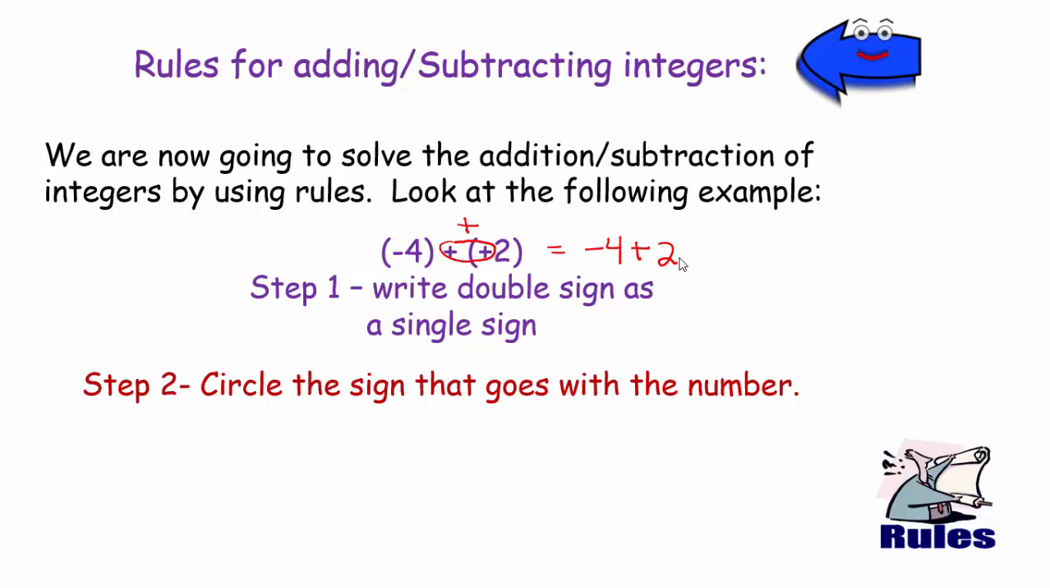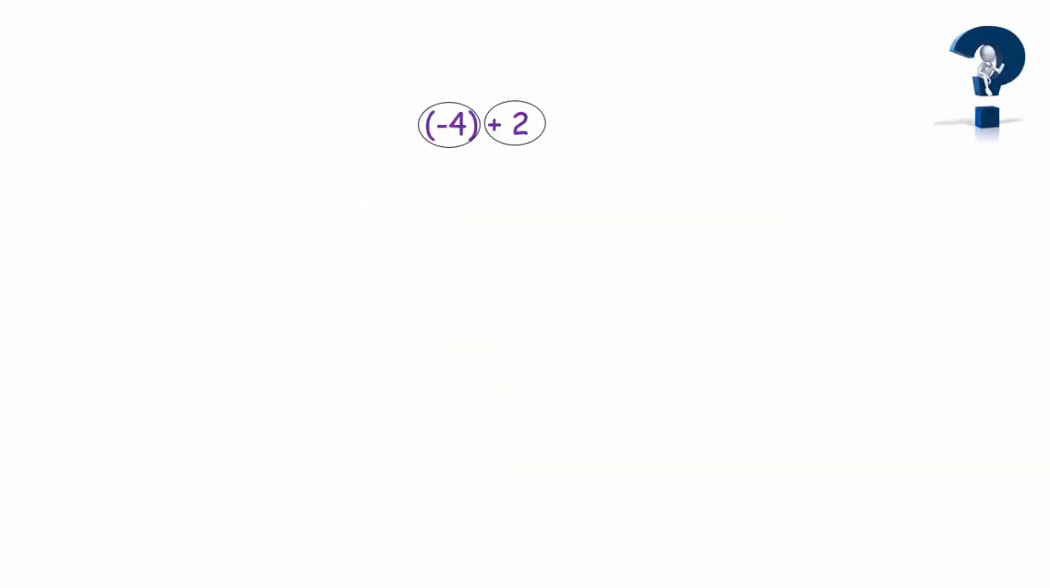After you write your double signs as a single sign, you circle the sign that goes with the number. So you take this new statement that we've just written, I rewrote it down there, and you circle the sign that goes with the number. It's the sign right in front of the number, not the sign behind the number, but the sign right in front of the number. So that minus is attached to that 4, that plus is attached to the 2. So that's the key, circle the sign that goes with the number.